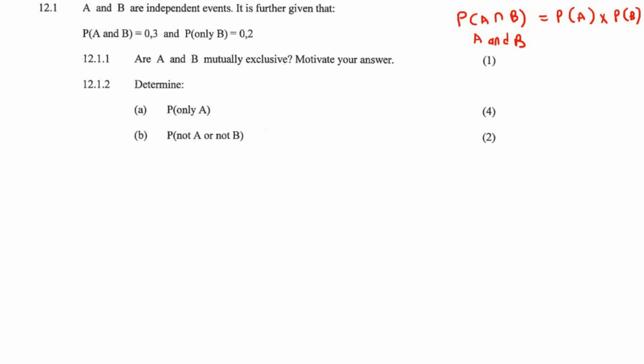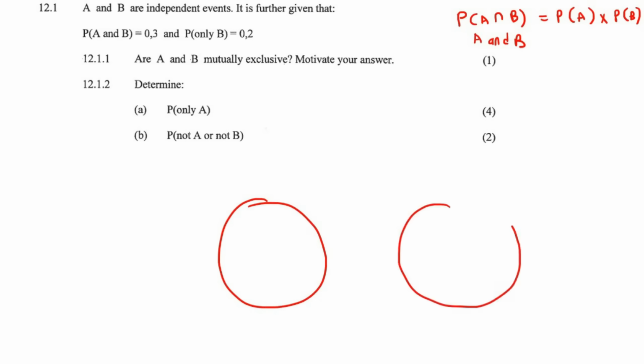Now it says P of A and B is 0.3. Okay, great. P of only B is 0.2. Then it says, are A and B mutually exclusive? Motivate your answer. So mutually exclusive looks like this on a Venn diagram. So it's like A and B cannot overlap.